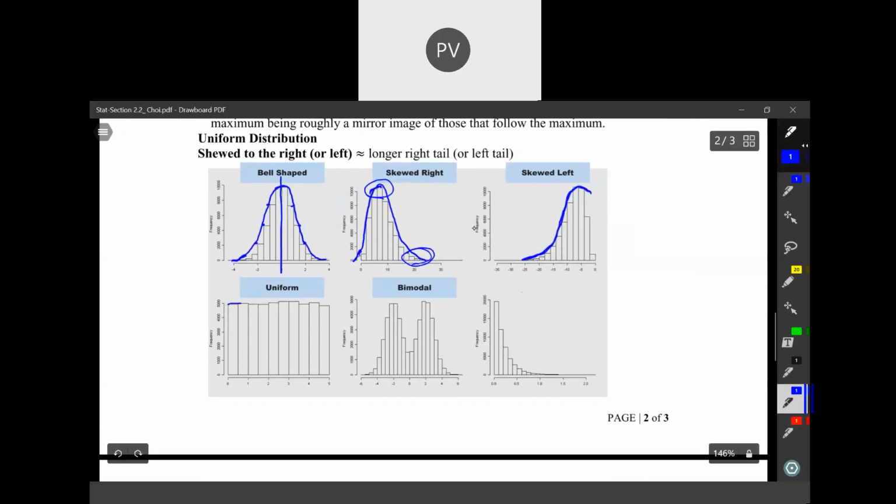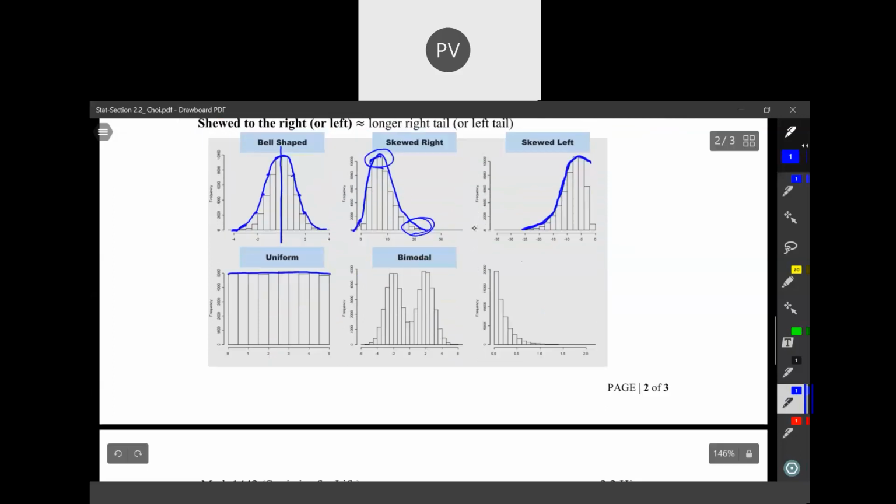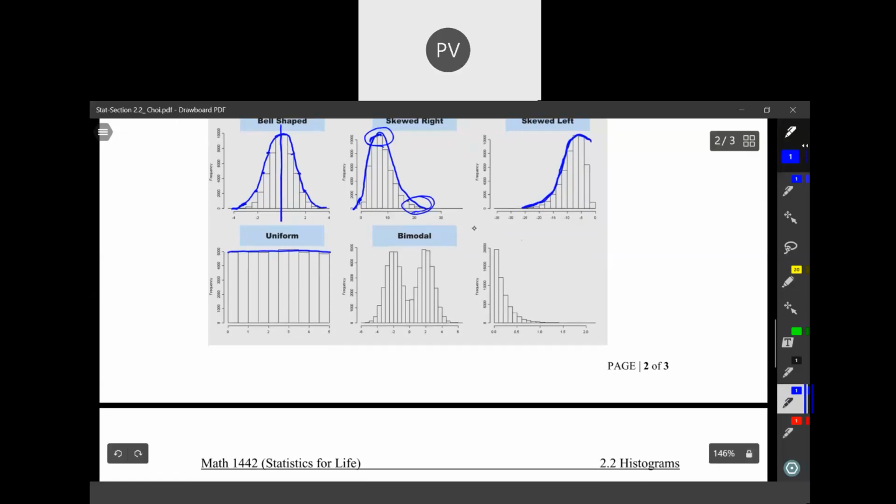Uniform, which means there is no change in the data set or the frequencies. There is no change in the frequencies or number of people. For example, say we are conducting three tests, right? We will be conducting three tests.